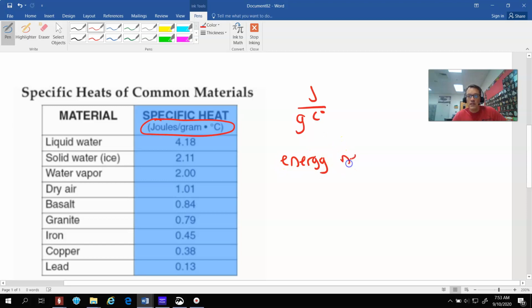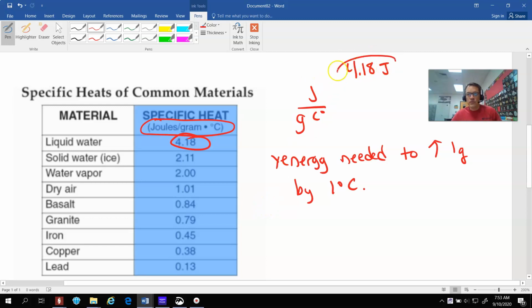It's the amount of energy needed to increase the temperature of 1 gram of the substance by 1 degree Celsius. And again, we don't need to memorize that, but that's what this unit is here to tell us. So for example, with water, its specific heat is 4.18. So it needs 4.18 joules of energy in order to change 1 gram by 1 degree Celsius.